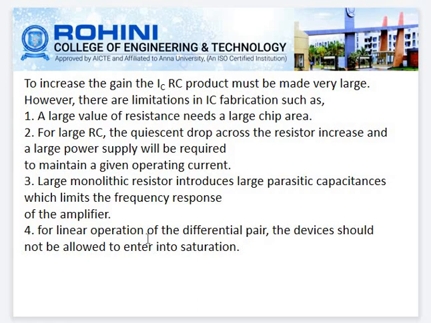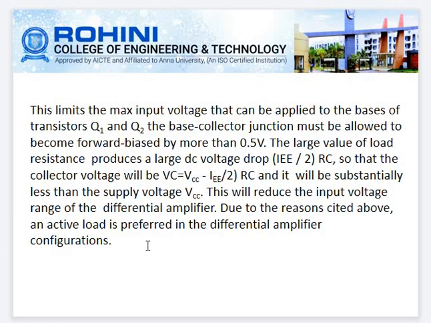For a linear operation of the differential pair, the device should not be allowed to enter into saturation. So this limits the maximum input voltage that can be applied to the base of transistors Q1 and Q2. The base collector junction must not be allowed to become forward biased by more than 0.5 volt. A large value of load resistance produces a large DC voltage drop, equal to emitter current by 2 into RC, so that the collector voltage VC equals VCC minus IE by 2 into RC, and it will be substantially less than the supply voltage VCC. This will reduce the input voltage range of the differential amplifier.